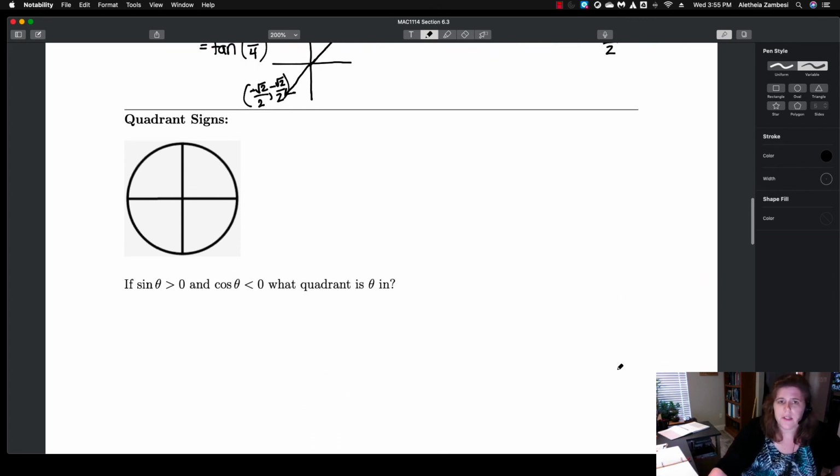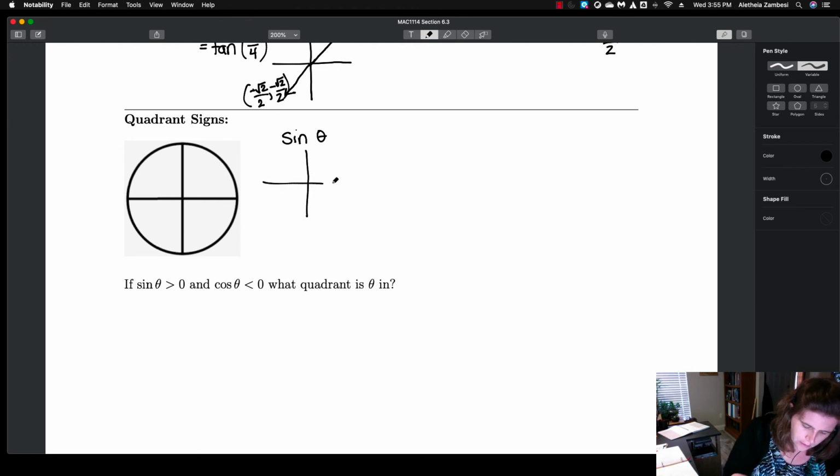In the video for 6.2, we talked about the signs of sine and cosine for the quadrants. So if I'm talking about all of the trigonometric functions, sine of theta, remember that sine of theta is related to our y value. So wherever y is positive, sine of theta is positive. So y is positive here, here, but negative in the other two quadrants.